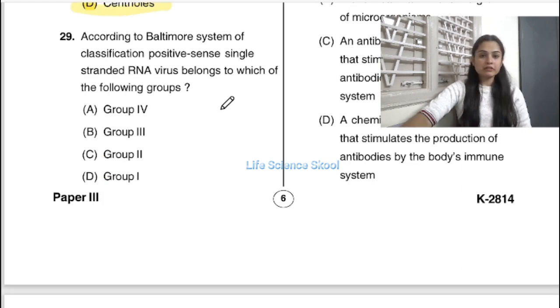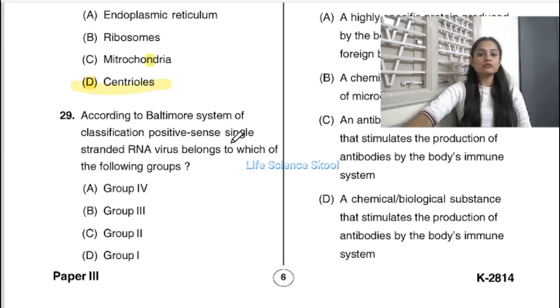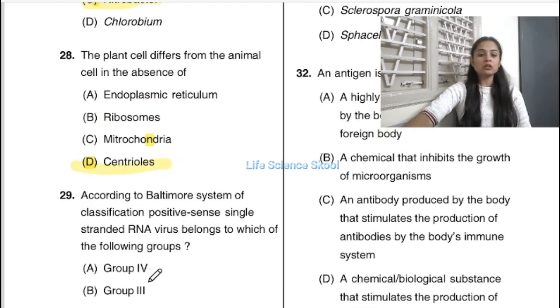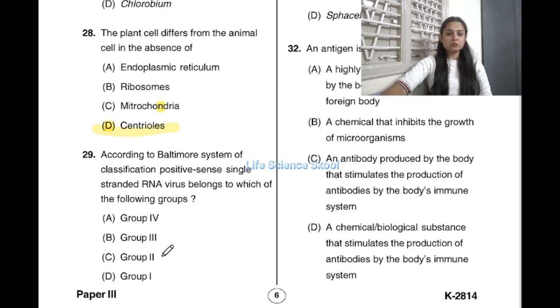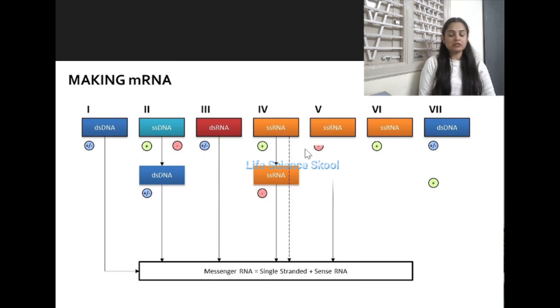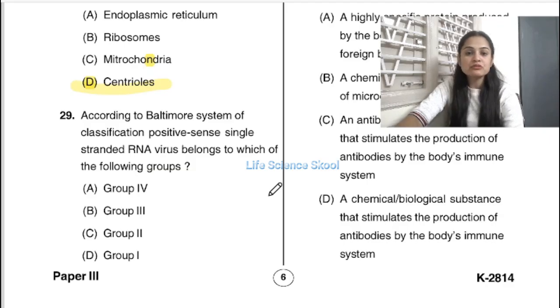According to the Baltimore system of classification, positive and single stranded RNA virus belongs to which of the following groups? Option A group 4, option B group 3, option C group 2 and option D group 1. To understand this, we should know the Baltimore system of classification. Baltimore is the scientist who gave the Baltimore system of classification of viruses. It is used to classify the viruses based on their manner of synthesizing the mRNA.